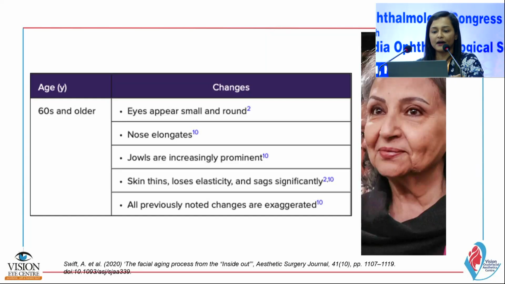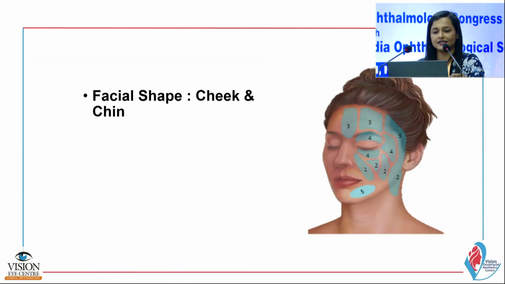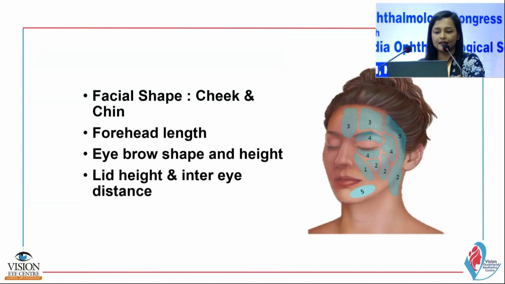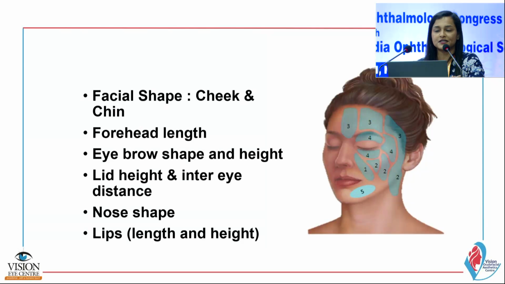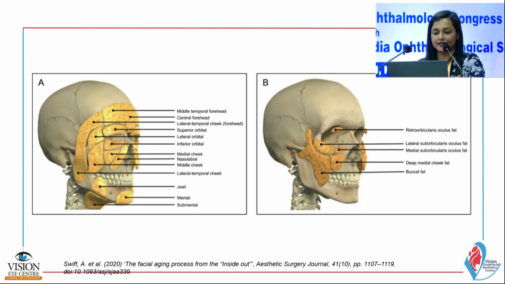And somebody above 60, you can see the prominent jowls that start to develop because of the overall facial descent, and all the changes that we mentioned till now become more and more exaggerated. Now when we assess the face, we look at the facial shape with respect to the cheek and the chin, the length of the forehead, the brow shape and the height, the lid height, and the nose and lips, which is something that we don't commonly address at our level, and the skin texture and the clarity.